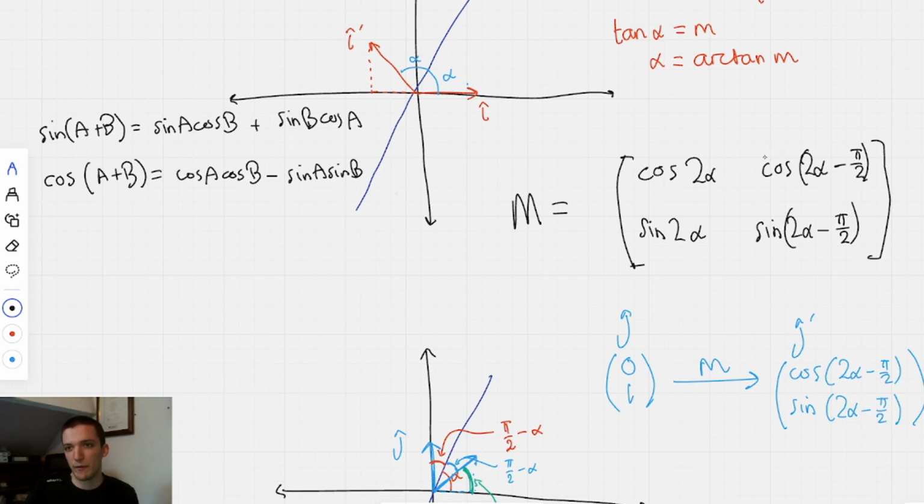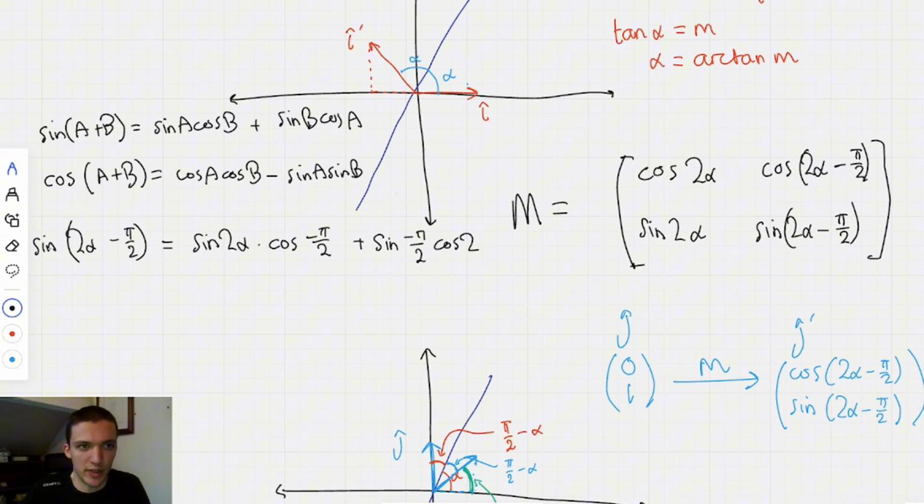So let's firstly simplify the right hand side of our matrix, column number 2. Just to save us some time, I've written this out. The sine of 2 alpha minus pi by 2 is equal to sine of 2 alpha times cosine of minus pi by 2, plus sine of minus pi by 2 times cosine of 2 alpha. Now cosine of minus pi by 2 is of course 0, and sine of minus pi by 2 is minus 1. And so the sine of 2 alpha minus pi by 2 is simply going to be 0 times the sine of 2 alpha, which cancels out, so it's going to be the negative cosine of 2 alpha. And so here is what we get for this one.